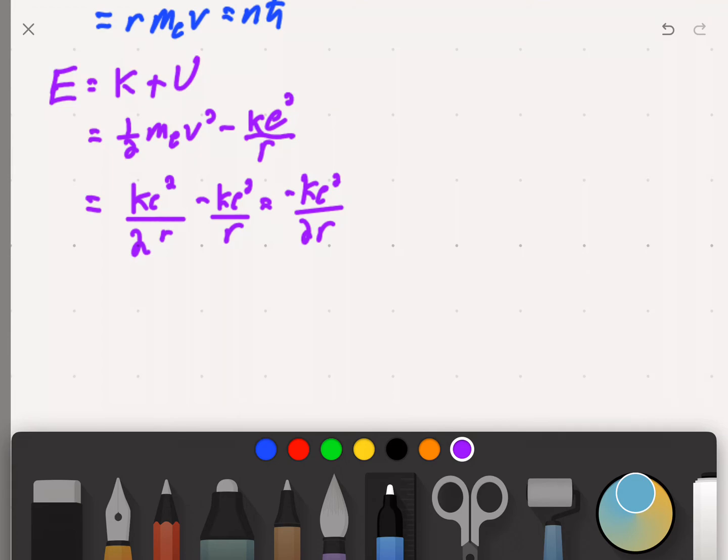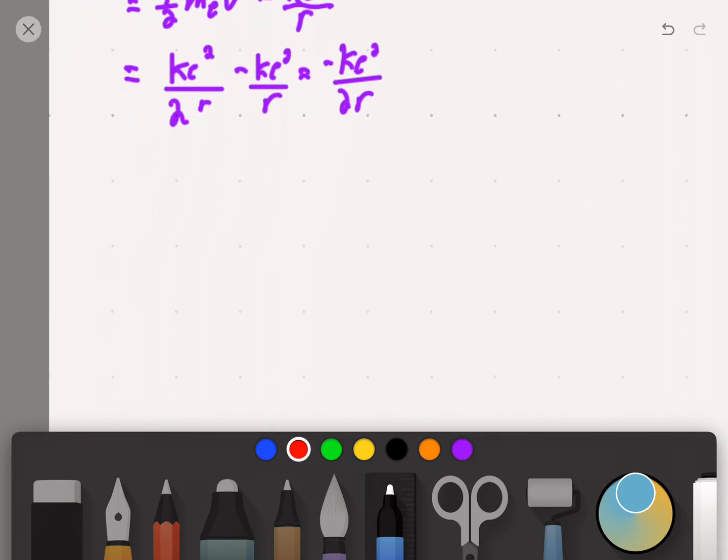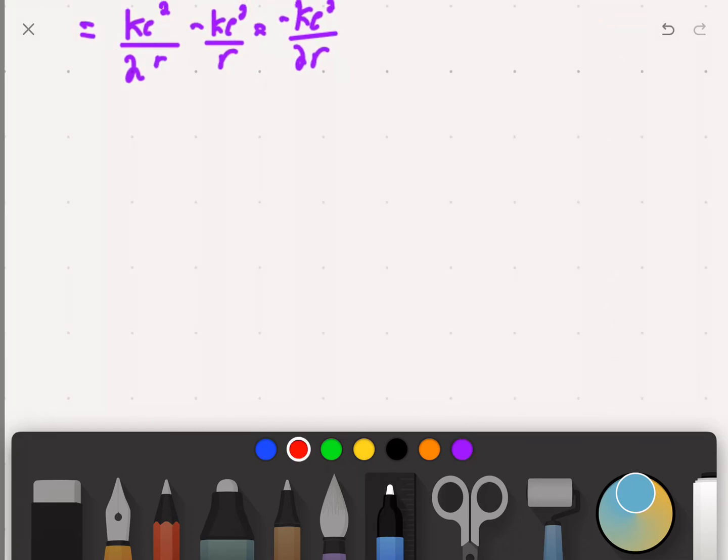So now I'm going to change colors again and make another statement. I'm going to put the kinetic energy in terms of the angular momentum, and you'll see in a minute why I'm doing this. Because the angular momentum is quantized, we're going to be able to put our kinetic energy and then our total energy in terms of this same thing that's quantized.